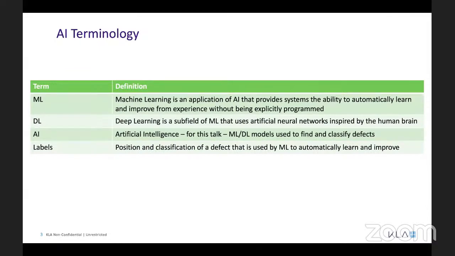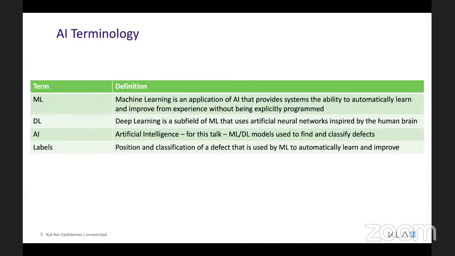And these were inspired by the human brain, so it kind of behaves like a human brain. Artificial intelligence is ML and DL models that are used to do these complex tasks that humans are good at. And in our particular case, it's to find and classify defects.